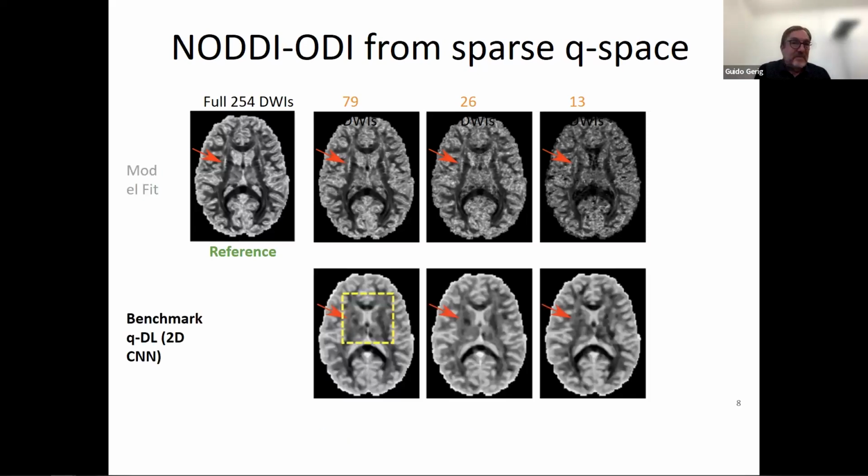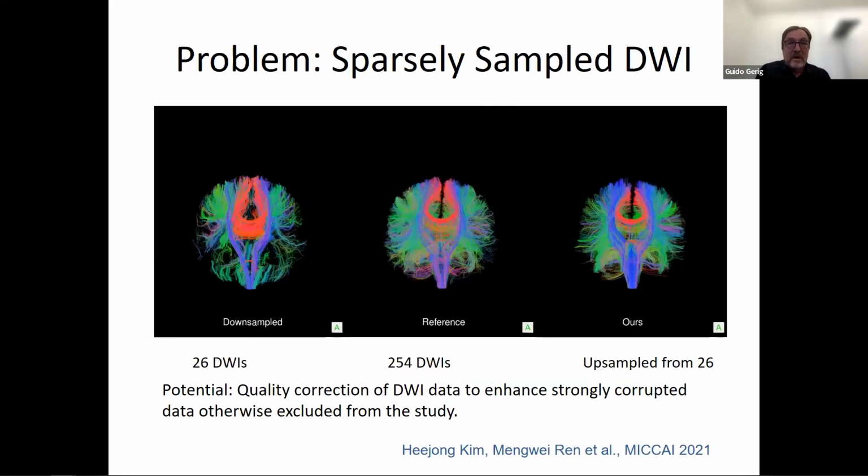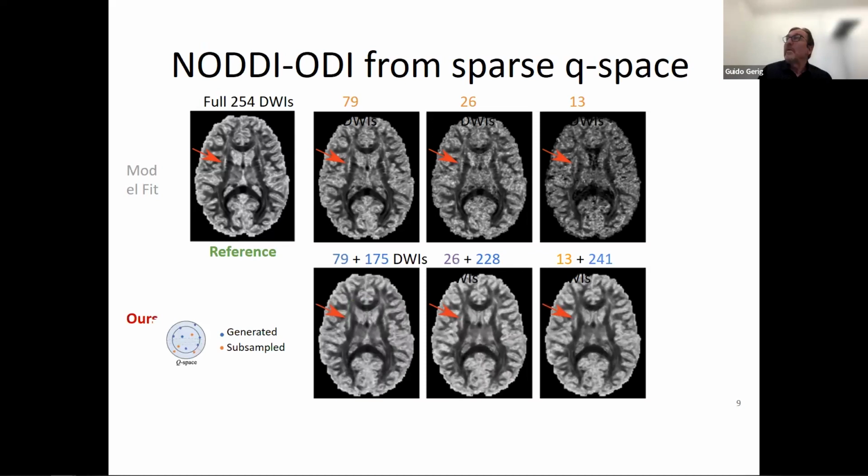And we had a benchmark, actually, that was also trained in the network. So it was not just eyeballing and saying it looks good. So we compared the values. I don't have the slide here. Sorry. 79, 26, 13. This is an extreme case. You just say only 13 directions survive. We make up for the rest. 241 were synthesized to get to the same gradient space as the full image.